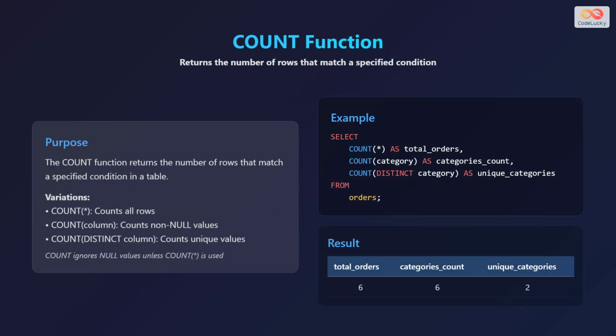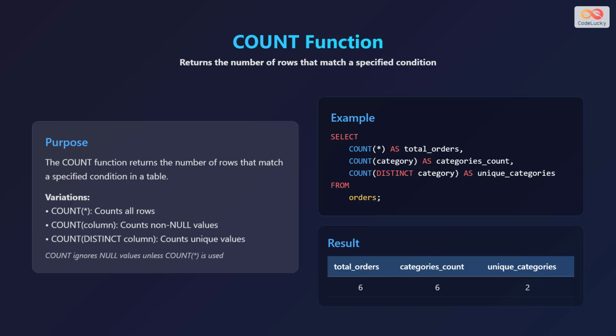The count function returns the number of rows that match a specified condition. The variations of the count function include count asterisk, which counts all rows, count column, which counts non-null values, and count distinct column, which counts unique values. It is important to remember that count ignores null values unless count asterisk is used.